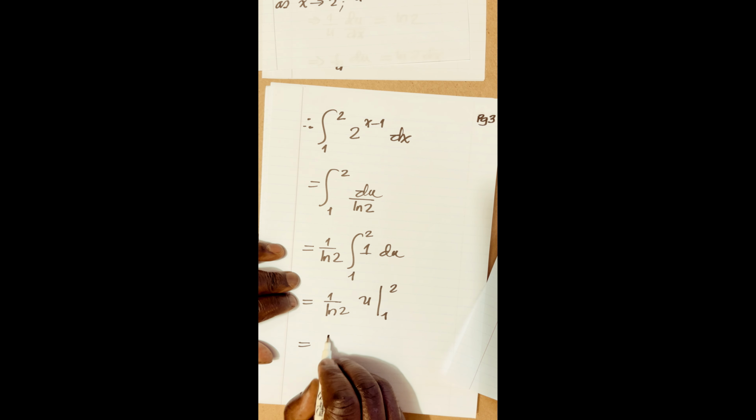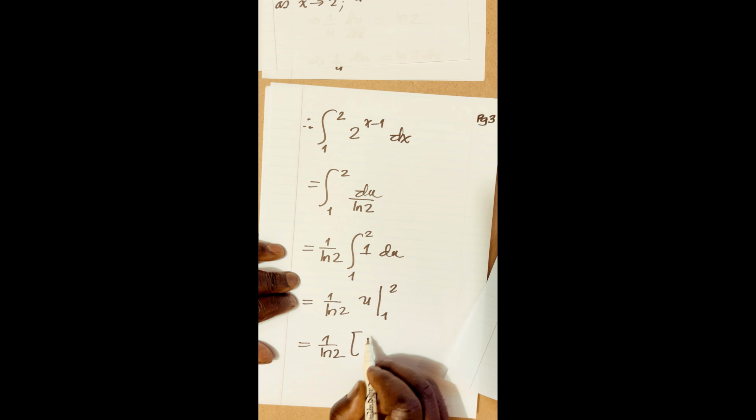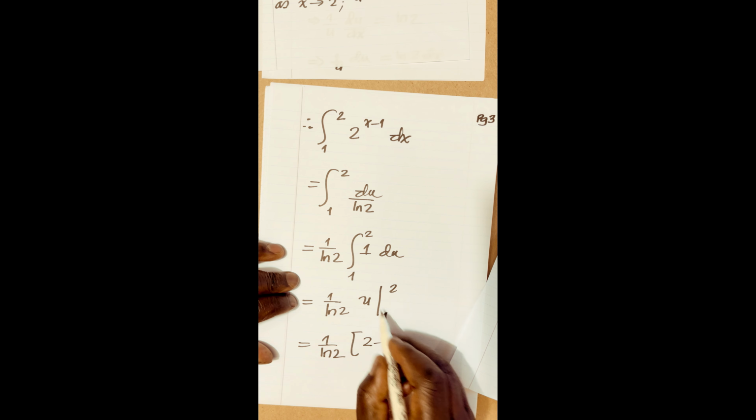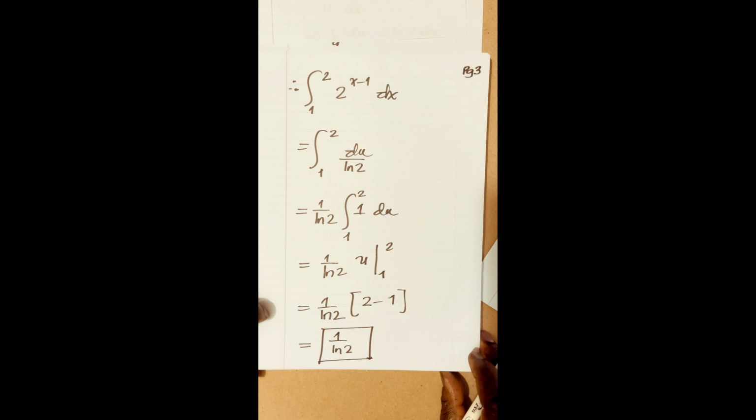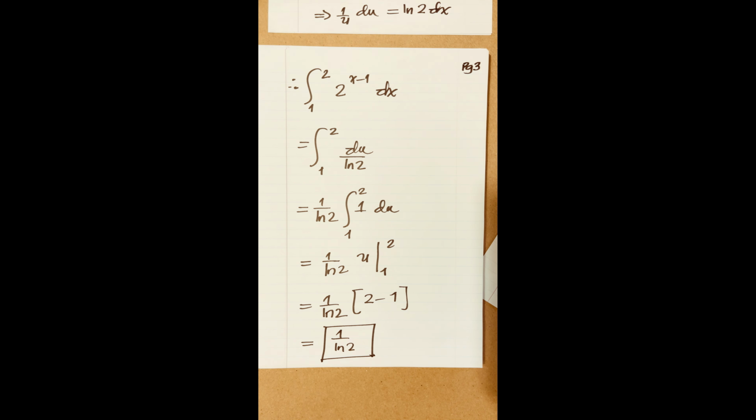So this is going to be 1 over natural log of 2, open brackets. We have to have 2 minus 1. Put 2 there and put 1, subtract. And you agree with me that this is just 1 over natural log of 2, because that's 1. 1 times 1 over natural log of 2. This remains our solution. So that is our final solution to this integral here.